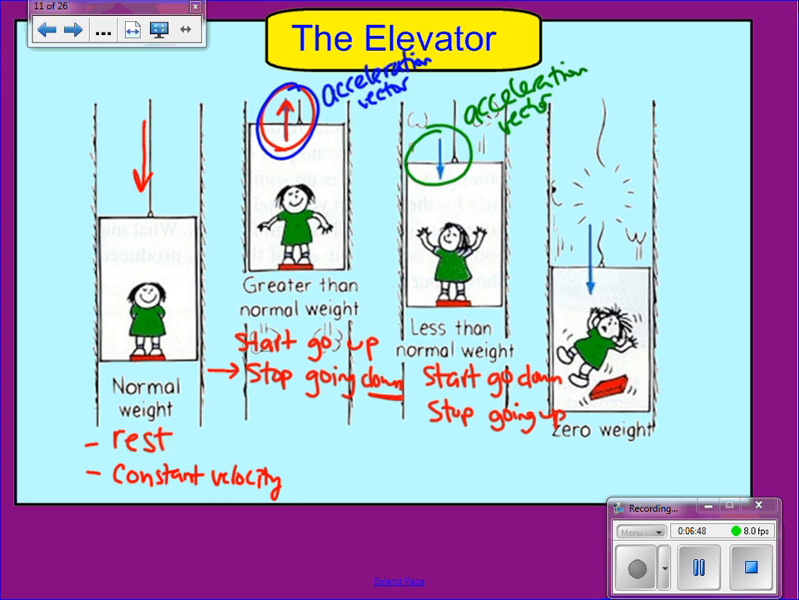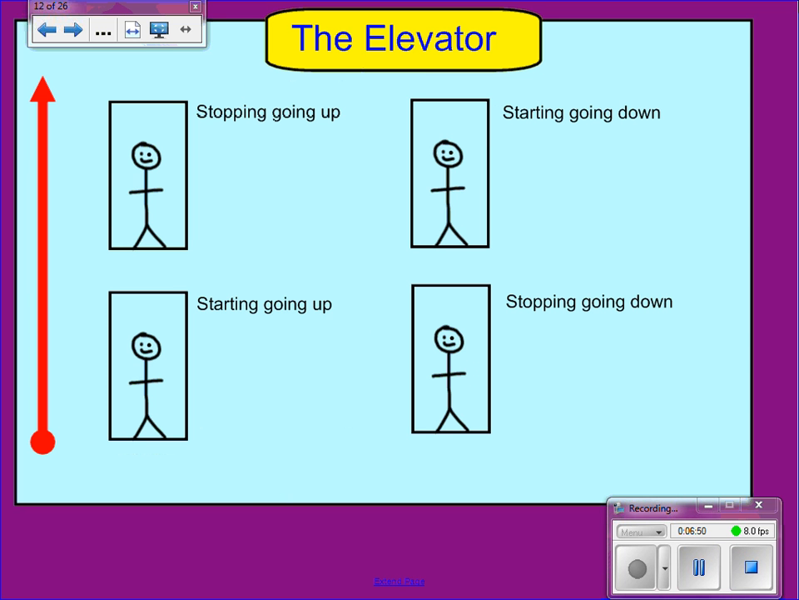So, what I want to do before we start getting into some problems is look at those four separate situations: stopping going up, starting going up, starting going down, and stopping going down. I know that sounds very confusing, but we're going to take each of those separate situations one at a time, and we're going to make sure we understand from a physics point of view why you feel heavier and why you feel lighter.